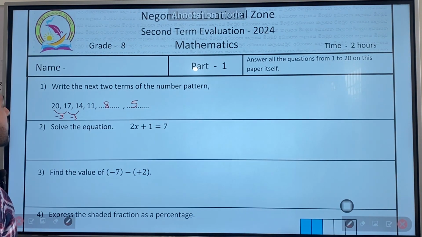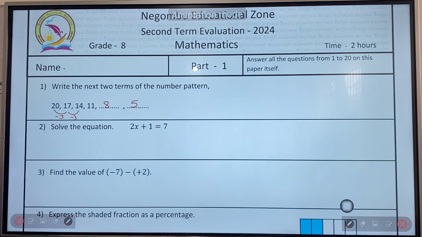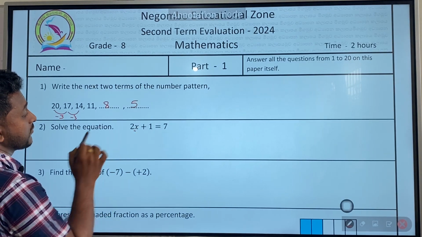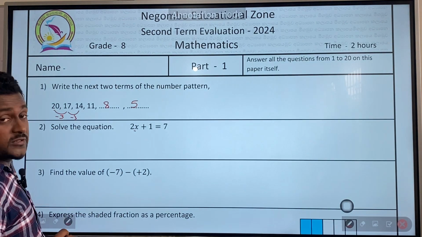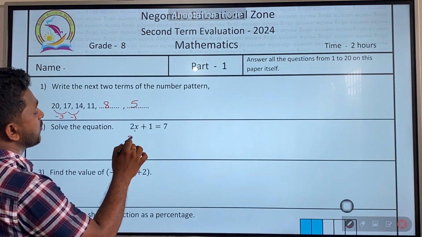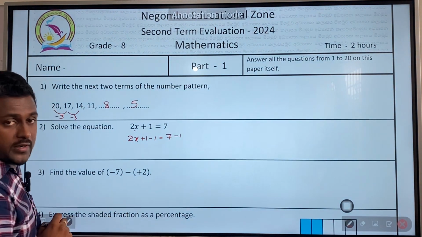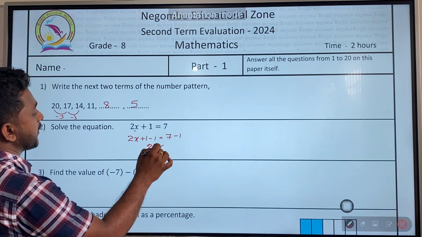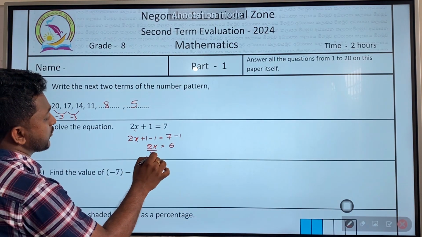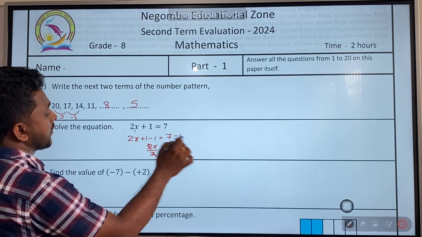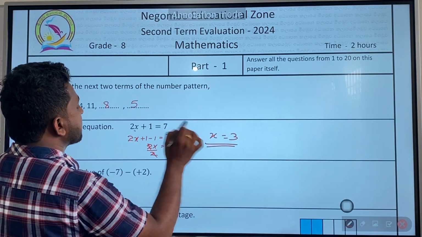Look at question number 2: solve the equation 2x + 1 = 7. We want to find the value of x. First we remove this plus 1 from this side: 2x + 1 - 1 = 7 - 1, then 2x = 6. Now to remove this 2 we divide both sides by 2. Then x equals how many 2s for 6? 3. The answer is x = 3.